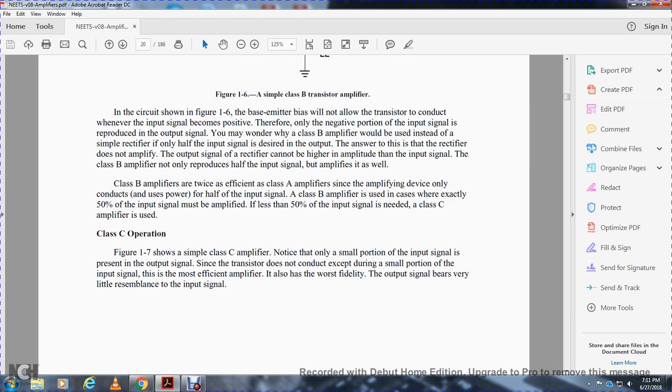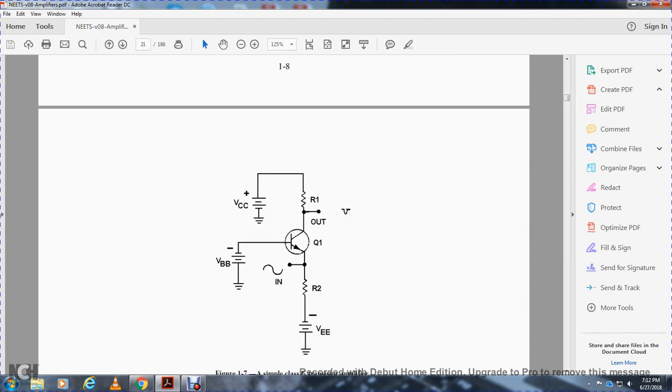Class B amplifiers are used where exactly a 50% input signal must be amplified. If less than 50% of the input signal is needed, the Class C amplifier is used. Alright, Class C operation. Figure 1.7 shows the simple Class C amplifier. Note that only a small portion of the input signal is present in the output signal, since the transistor does not conduct except during a small portion of the input signal. The most efficient amplifier also has the worst fidelity. The output signal bears little resemblance to the input signal.